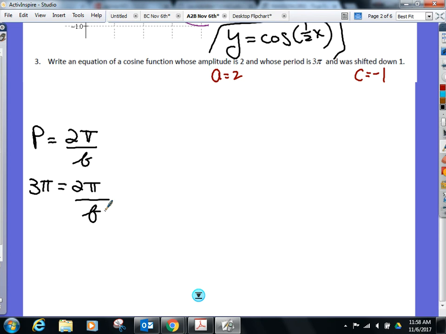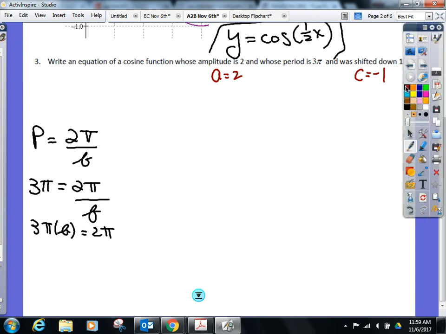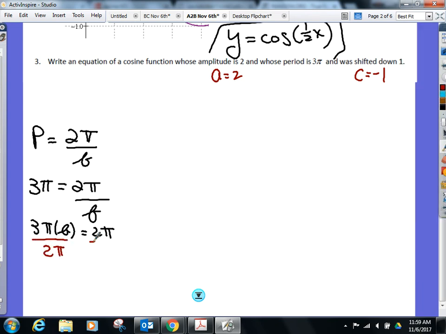How do you want to solve it? Cross multiply. Here we go. 3 pi times B equals 2 pi. And then Reagan, on both sides, how do I get that B alone? Yep. Divide both sides by 2 pi. You guys should see a little cancellation happening. Oh, divide by 3 pi. Sorry.